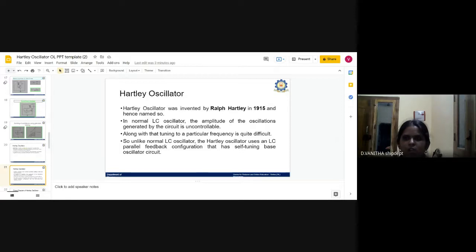So in normal inductance capacitance oscillators, the amplitude of the oscillations generated by the circuit is not controllable. But along with that, tuning to a particular frequency is quite difficult for that LC oscillator. But the Hartley oscillator uses an LC parallel feedback configuration and it is a self-tuning based oscillator circuit.